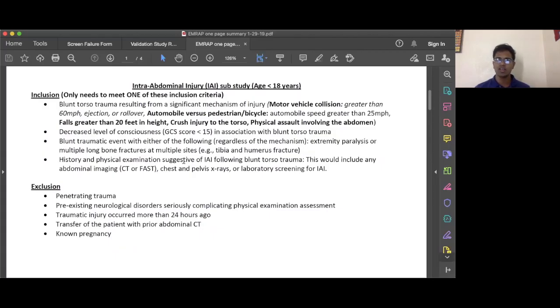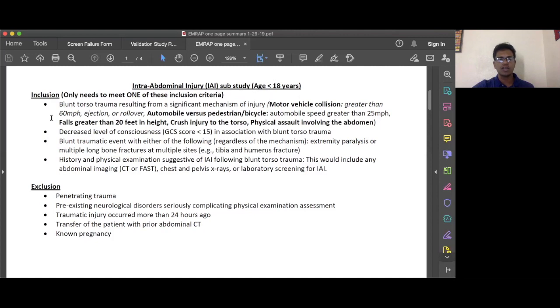The first sub-study is the intra-abdominal injury sub-study, or the IAI sub-study. We kind of discussed the general inclusion and exclusion for validation overall. And one of them is the age inclusion criteria. They have to be less than 18 years of age. This is not less than or equal to. If they are 18, then they are going to be excluded from the study.